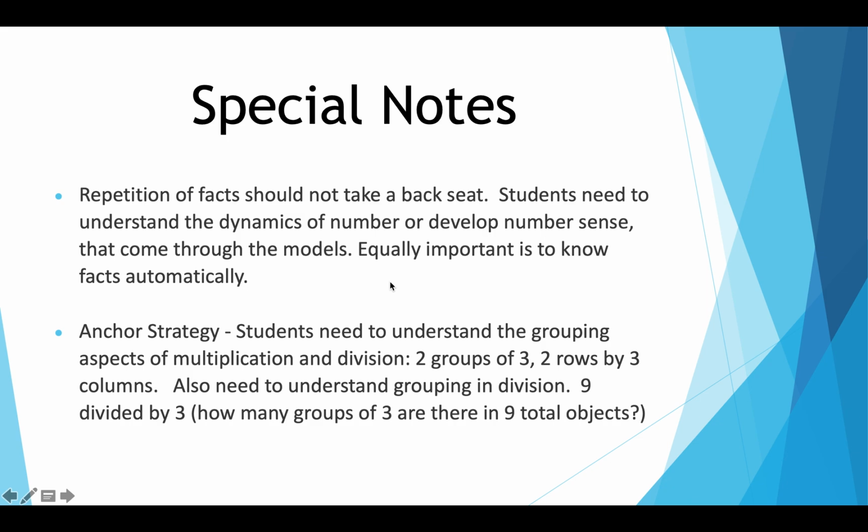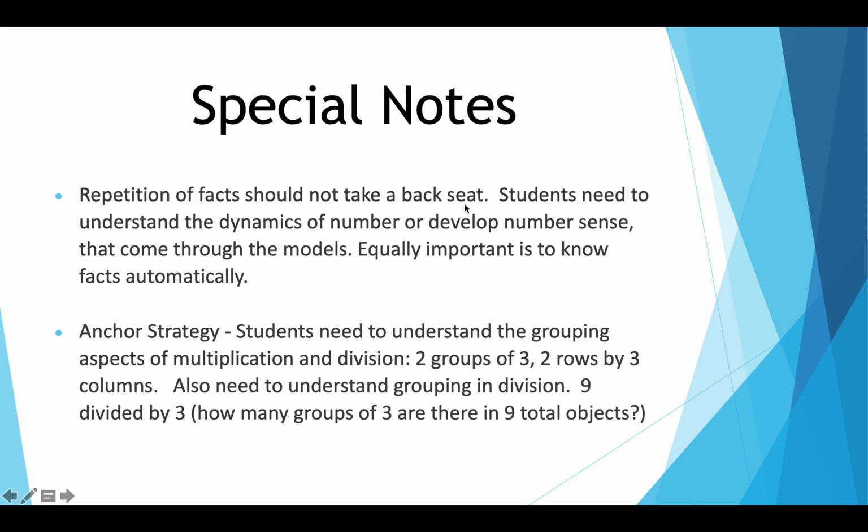Special notes are really to refer to when your time is limited, especially if you have a struggling learner and you just can't cover as much ground. It's a good time to check special notes to see exactly what are the most important things to focus on. For this one, it's relatively easy and most people can guess. To me, repetition of facts should not take a back seat in this.